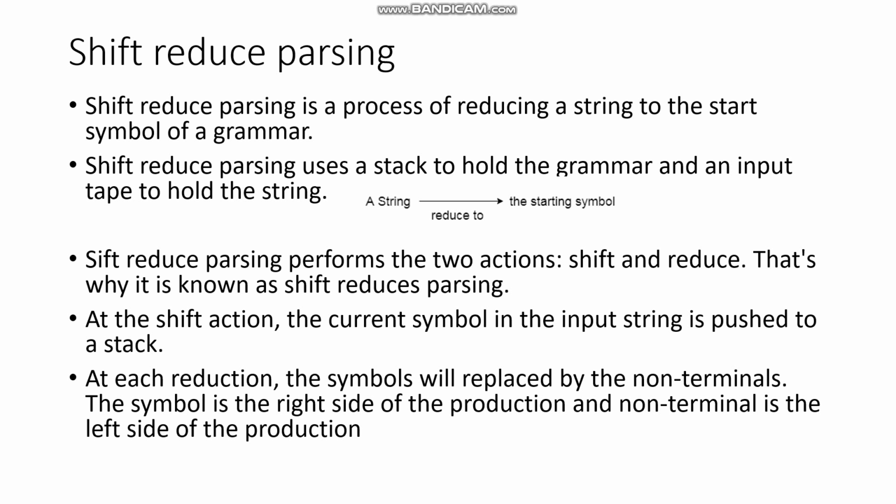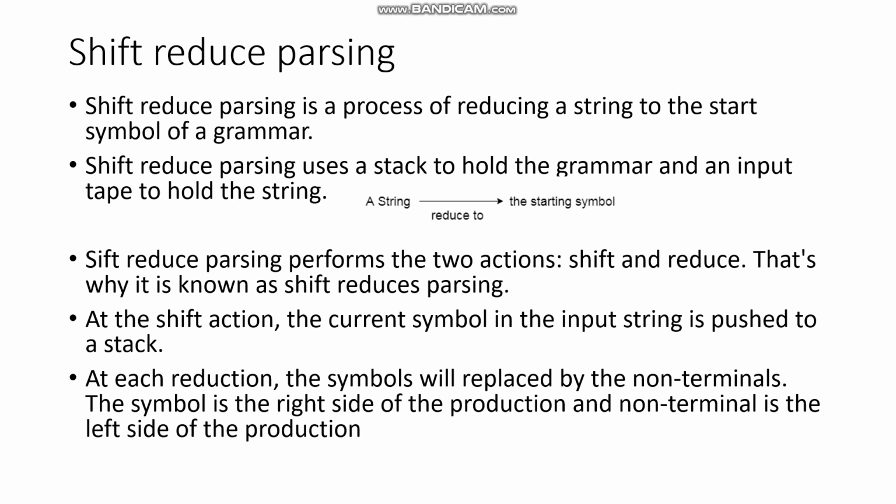First, locating the substring to be reduced in a right sentential form. Second, determining what production to choose in case there is more than one production with that substring on the right side. The type of data structure to use in a shift reduce parser can basically be a stack. What does the stack hold? The stack is used to hold the grammar symbols.